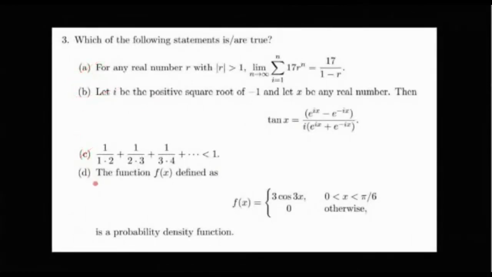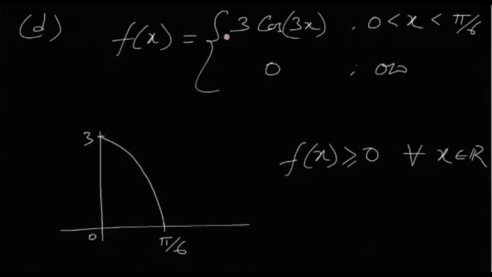What about D? The function fx is defined as fx equals 3 cos 3x if x lies between 0 and pi by 6, and 0 otherwise. Is it a probability density function? Let's see. So fx is this.